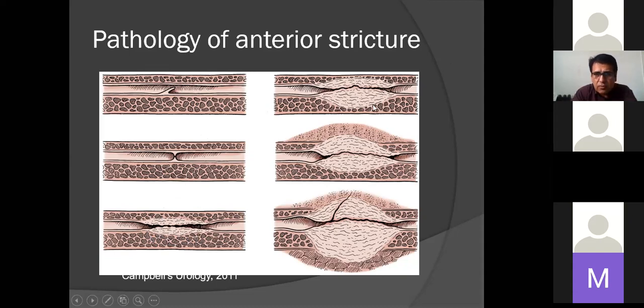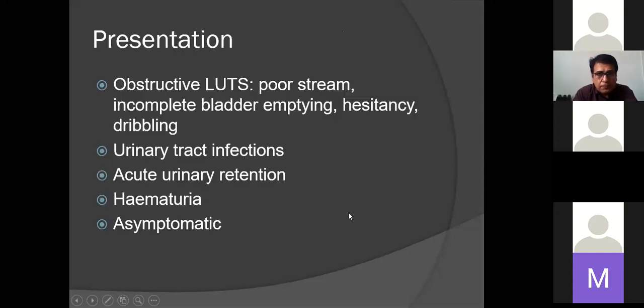And once there's fibrosis, it can lead to very hard strictures, which usually need to be removed completely. And if there is a fistula in the stricture, it can lead to a urethrocutaneous fistula as well, in the very long term. So usually, what is the presentation of the patient?